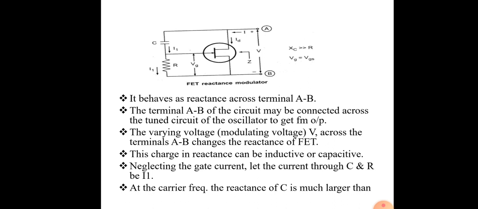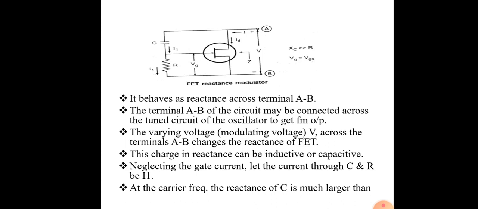Next, the varying voltage or modulating voltage across the terminals A and B changes the reactance of it. That means the change of varying voltage will change the reactance of the FET. This change in the reactance can be inductive or capacitive. And neglecting the gate current, the capacitance and resistance are there, so the current will be negligible. So no need to consider the current through C and R.